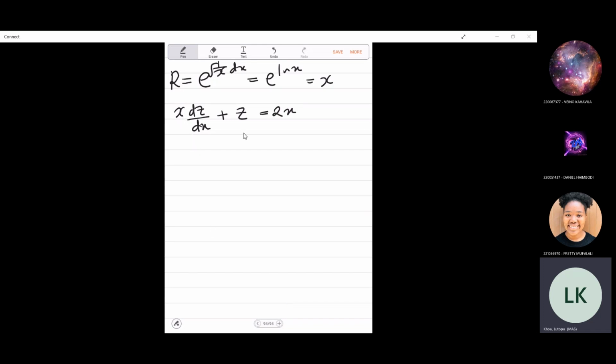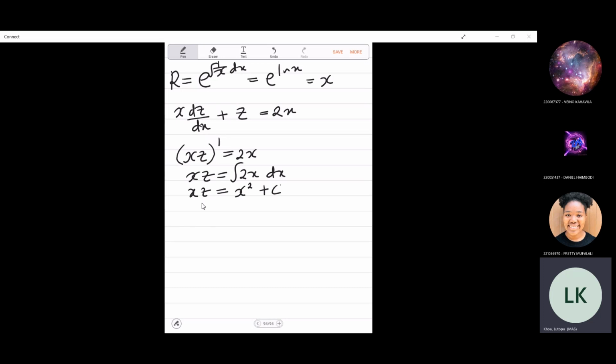And then from here, this is where you condense this using the product rule. I have x here, the derivative of x is 1. I have z here, the derivative of z is dz dx. So I can just write this as x times z prime, equal to 2x. And then to get rid of the prime, I integrate both sides. We have xz is equal to the integral of 2x dx, so xz is x squared plus c.